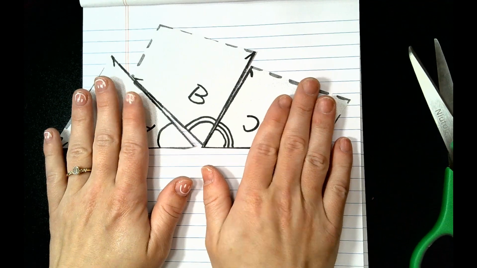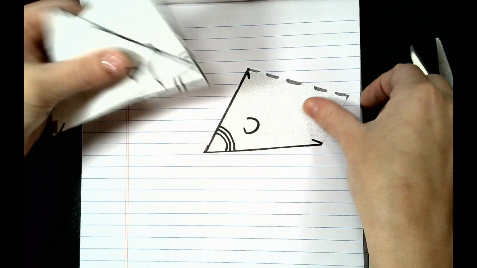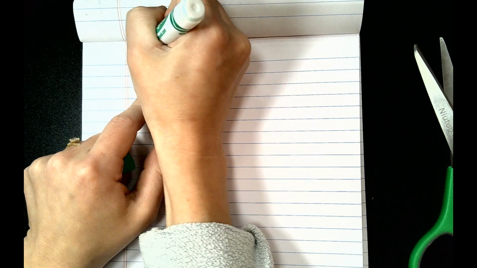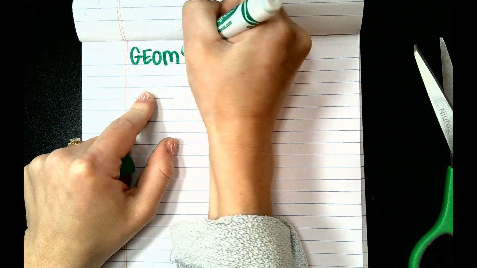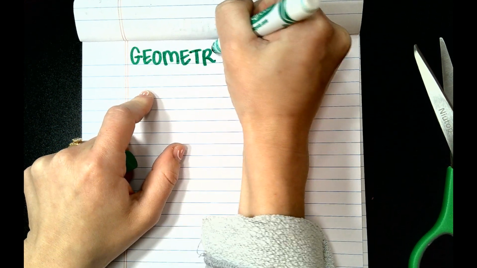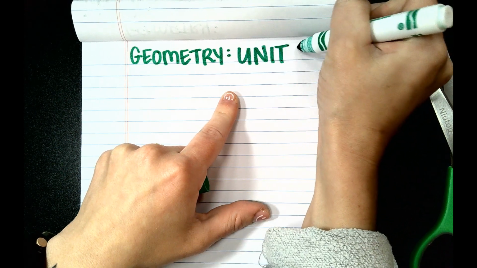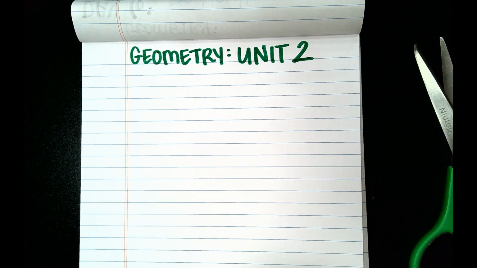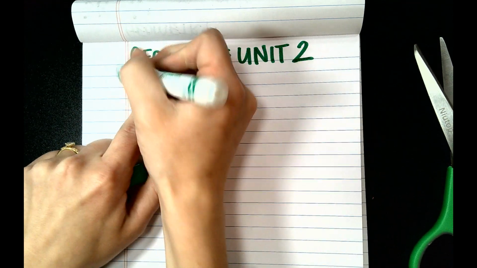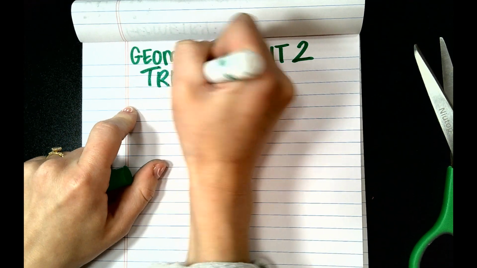So with that demonstration, we're going to take some notes and get that idea on a piece of paper. So I'm going to title my notes a big Unit 2 because we are in a new unit now. Geometry. This is Unit 2. Unit 2, we are just going to be talking all about triangles.